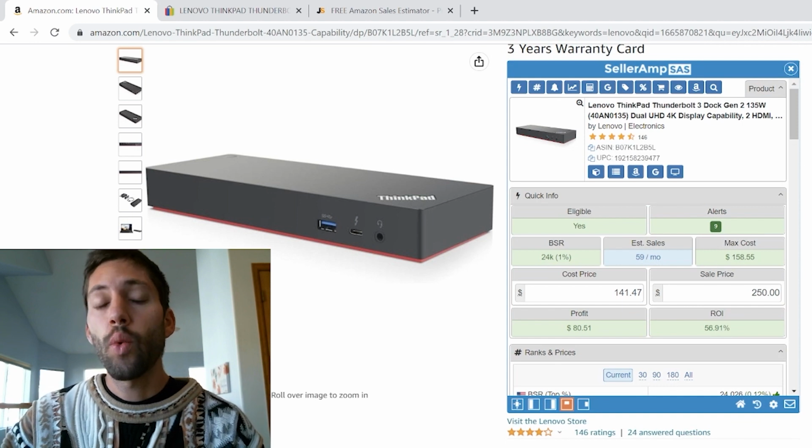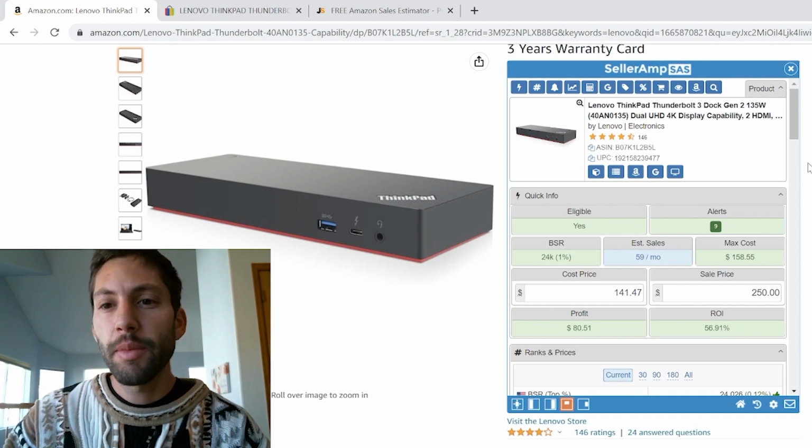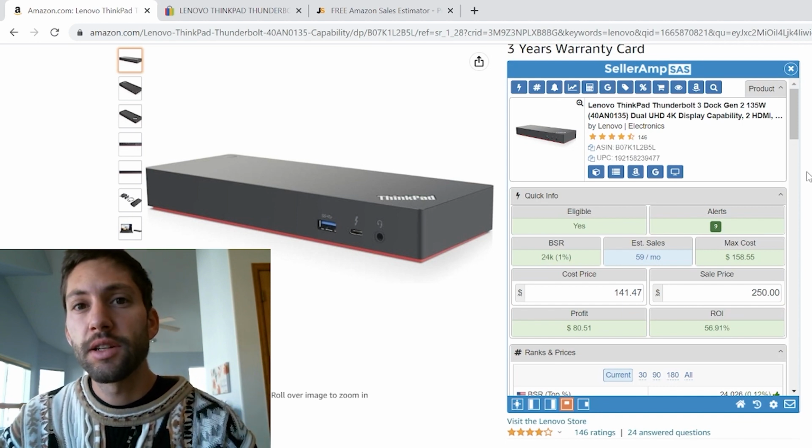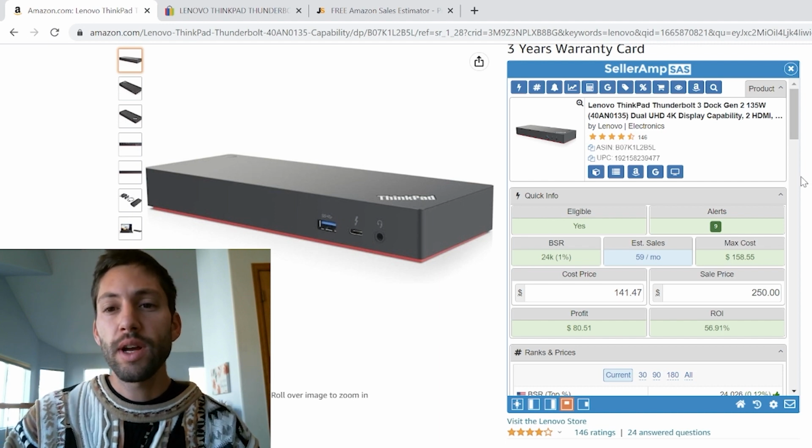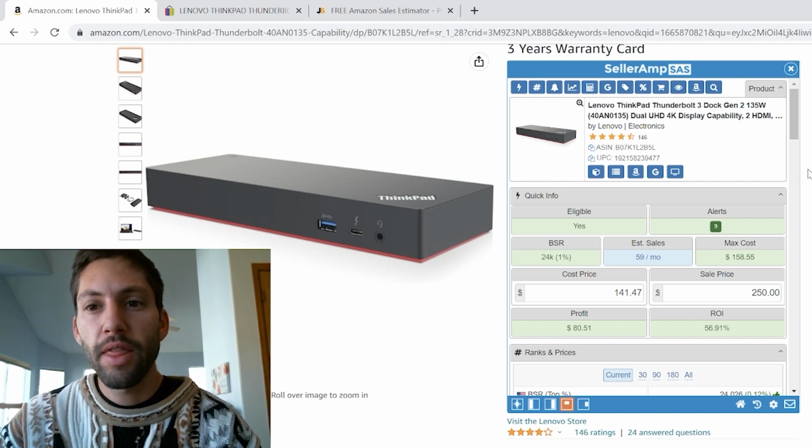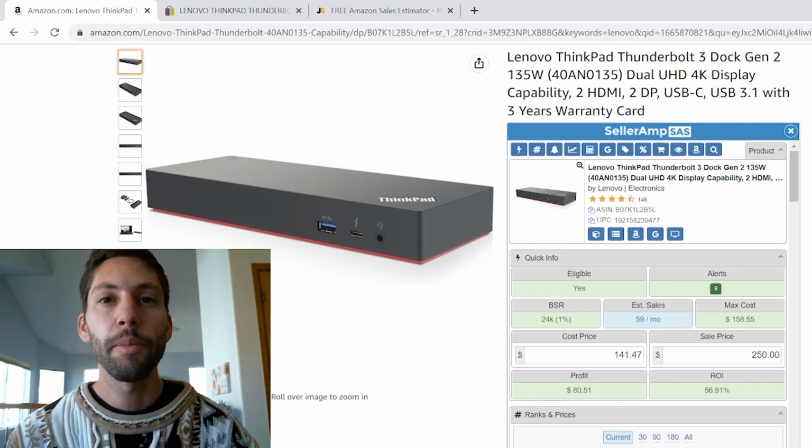So that's 20 sales per month on the whole listing divided by 10, or 60 divided by 10. So somewhere between 2 and 6 you could probably sell per month if you were in stock. So that's probably how many I would purchase.